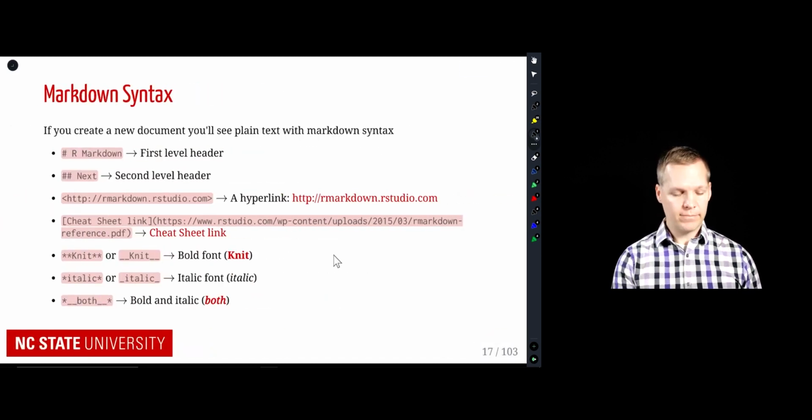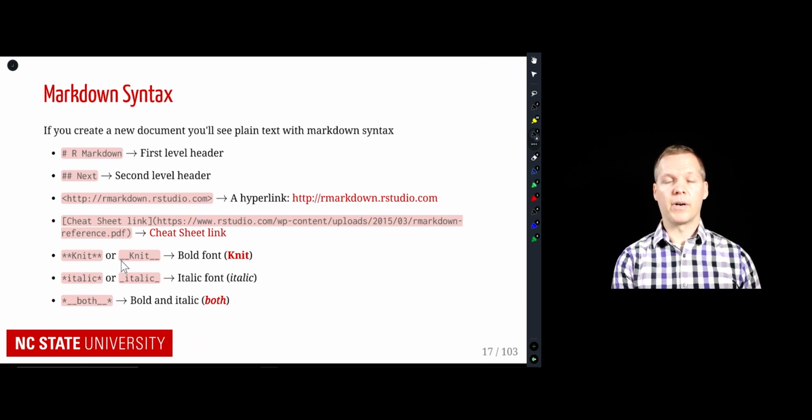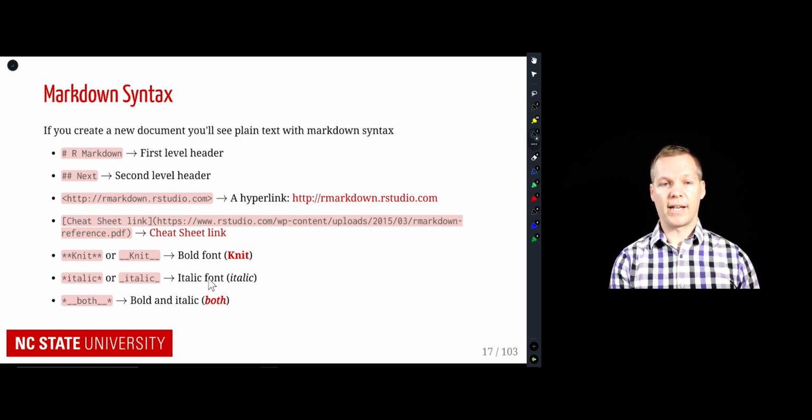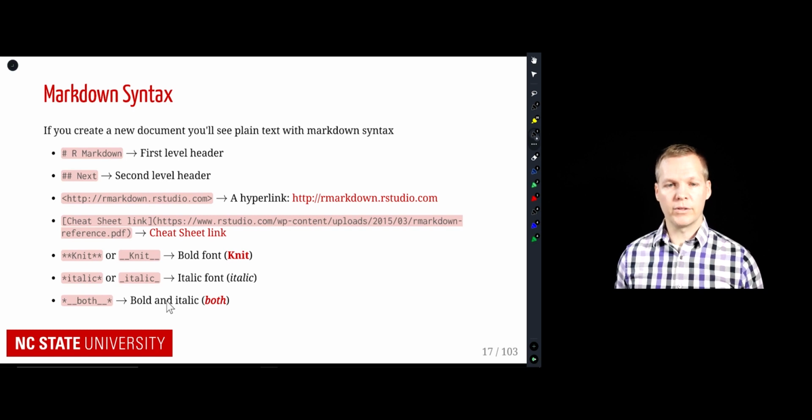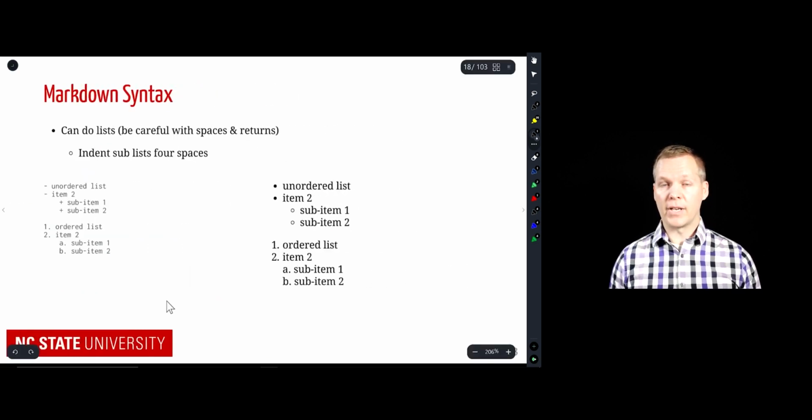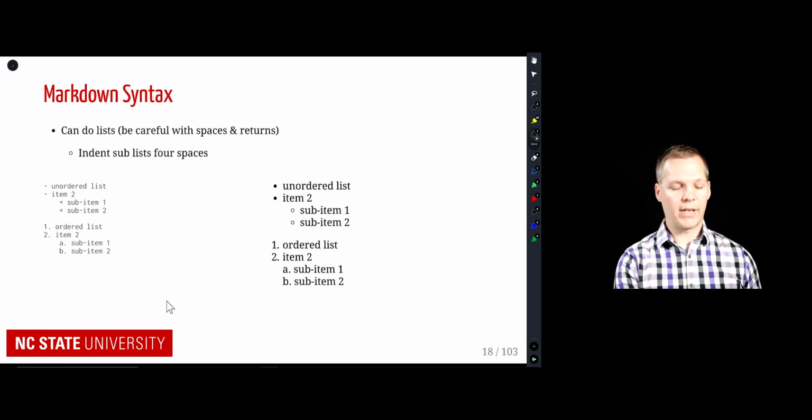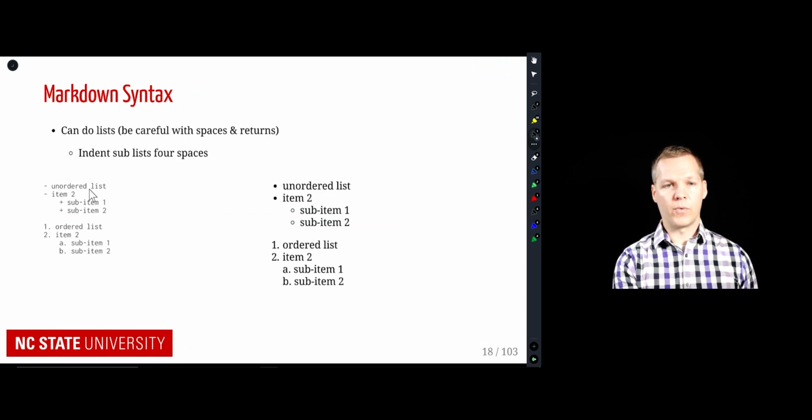Other things that you're going to see, putting 2 stars or 2 underscores around a word will make that thing bold. You'll see things like a single star or underscore, and that's going to make things italic. And then you can combine those to get bold and italic words. And you can do things like simple lists. So you can use most any symbols like a dash or a plus or a star, and this is an unordered list. You can use numbers and letters and create an ordered list as well.